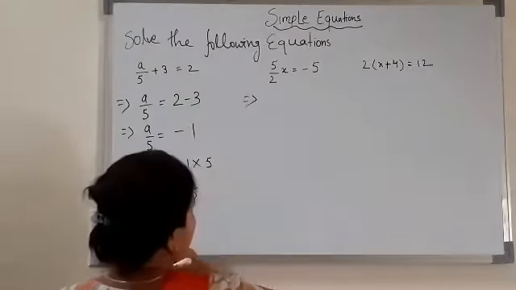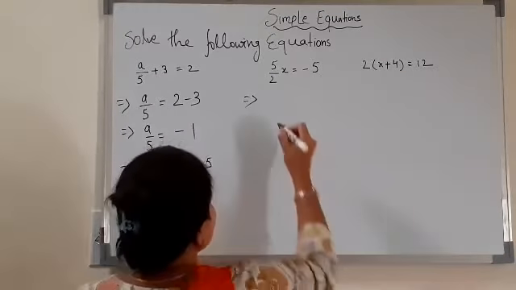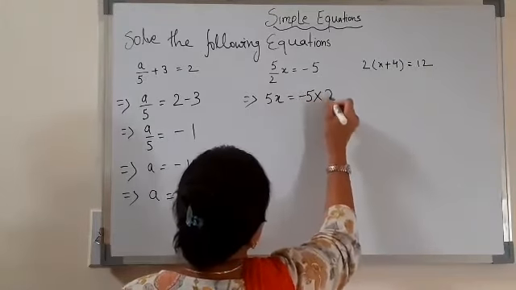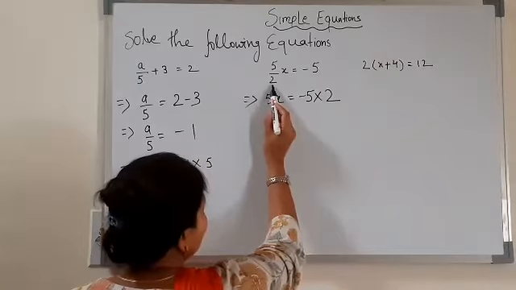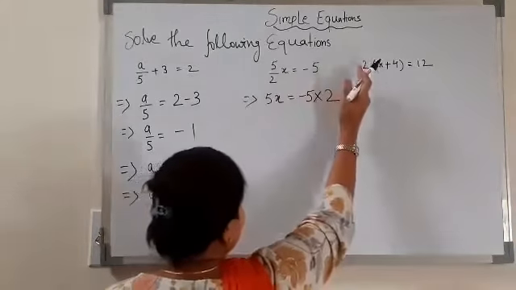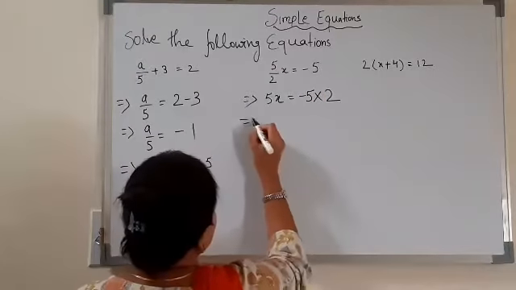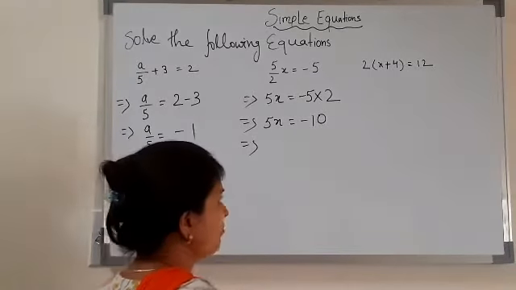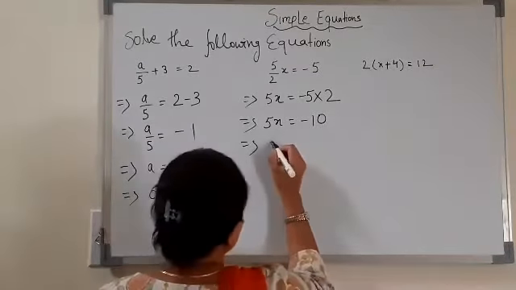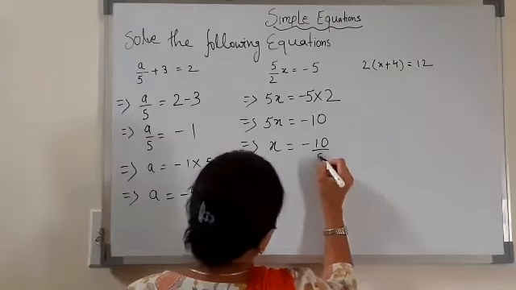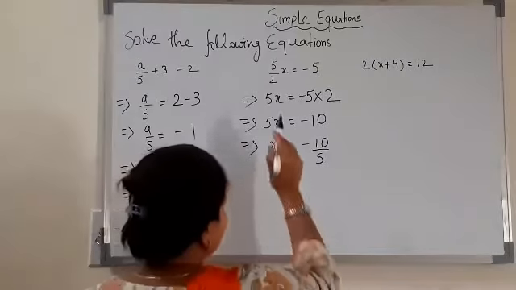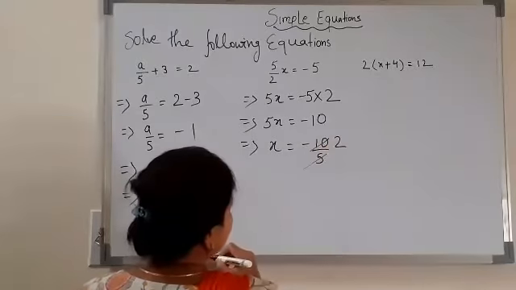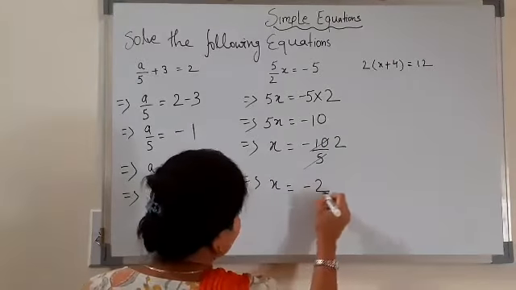Now come to the next question. We have to find the value of this x. So here it is 5x is equal to minus 5 into 2. Why? Because 2 was in division form on this side, and when it goes to the right hand side, it will multiply with 5. Now 5x is equal to minus 10. Again now we have to remove 5 from this side. So it will be x is equal to minus 10 upon 5. 5 was in multiplication form on the left hand side, it will go to the right hand side in division form. So it will be minus 2. So x is equal to minus 2.